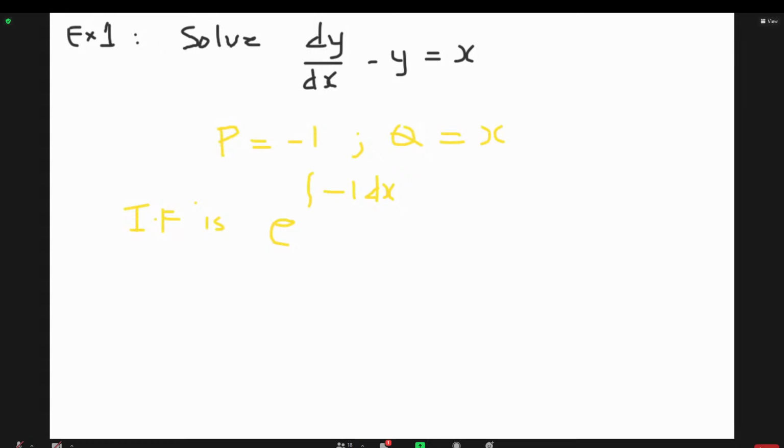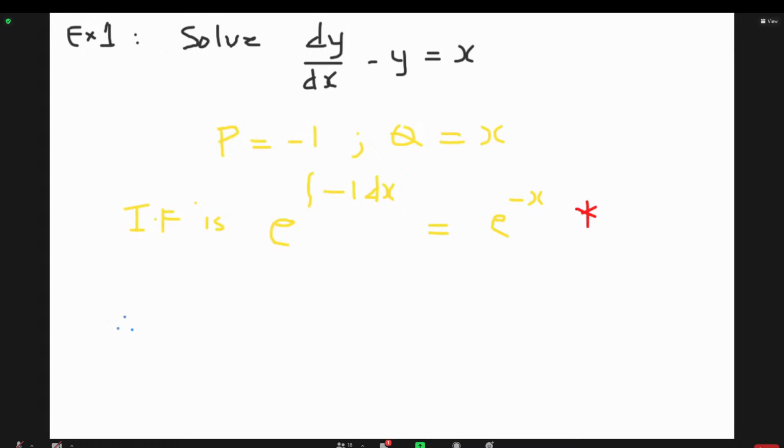Right, which of course is equal to e to the minus x. All right, forget the plus c. We don't need that at this stage. So this is our integrating factor here. Okay, so now they say multiply both sides by the integrating factor.